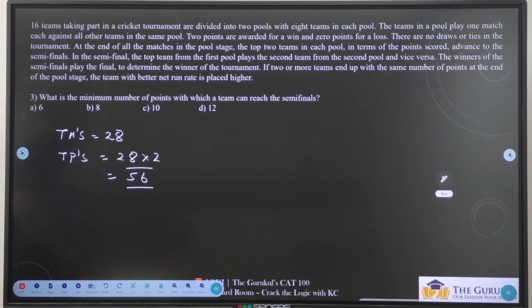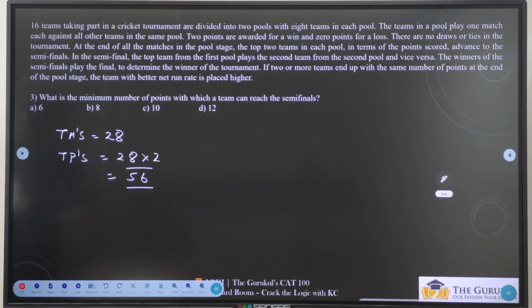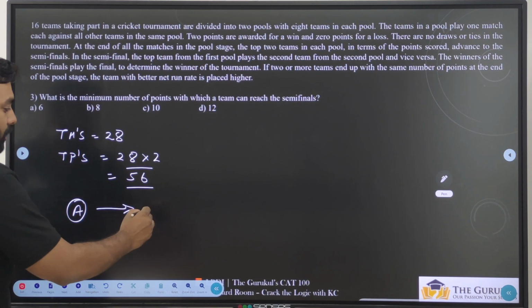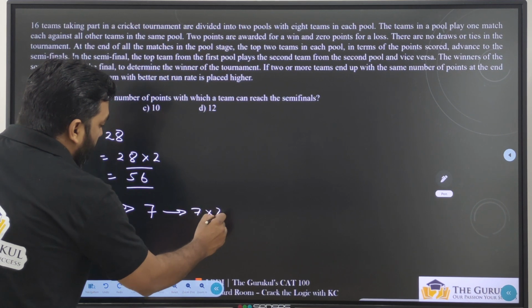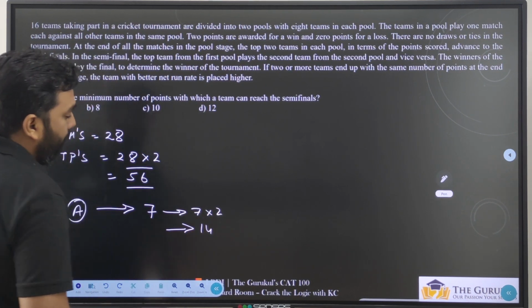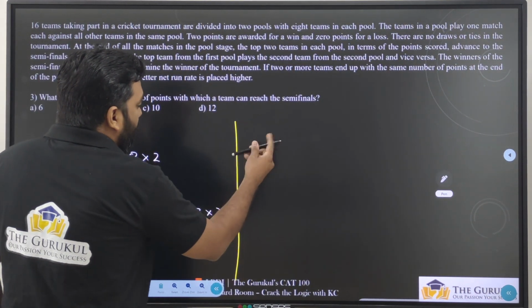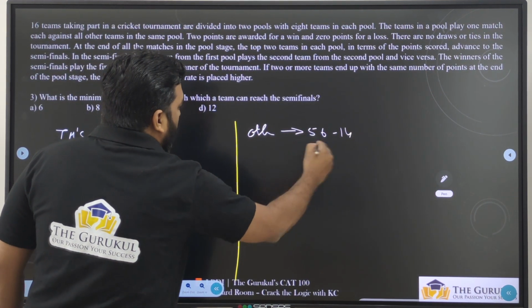Okay. We are talking about going to semi-finals. So only the pool stage we are considering, not semi-finals and finals. For example, let us assume there is a person A who won all the matches. So all 7 matches A is winning. So 7 into 2, he can get 14 points. Okay with this part?